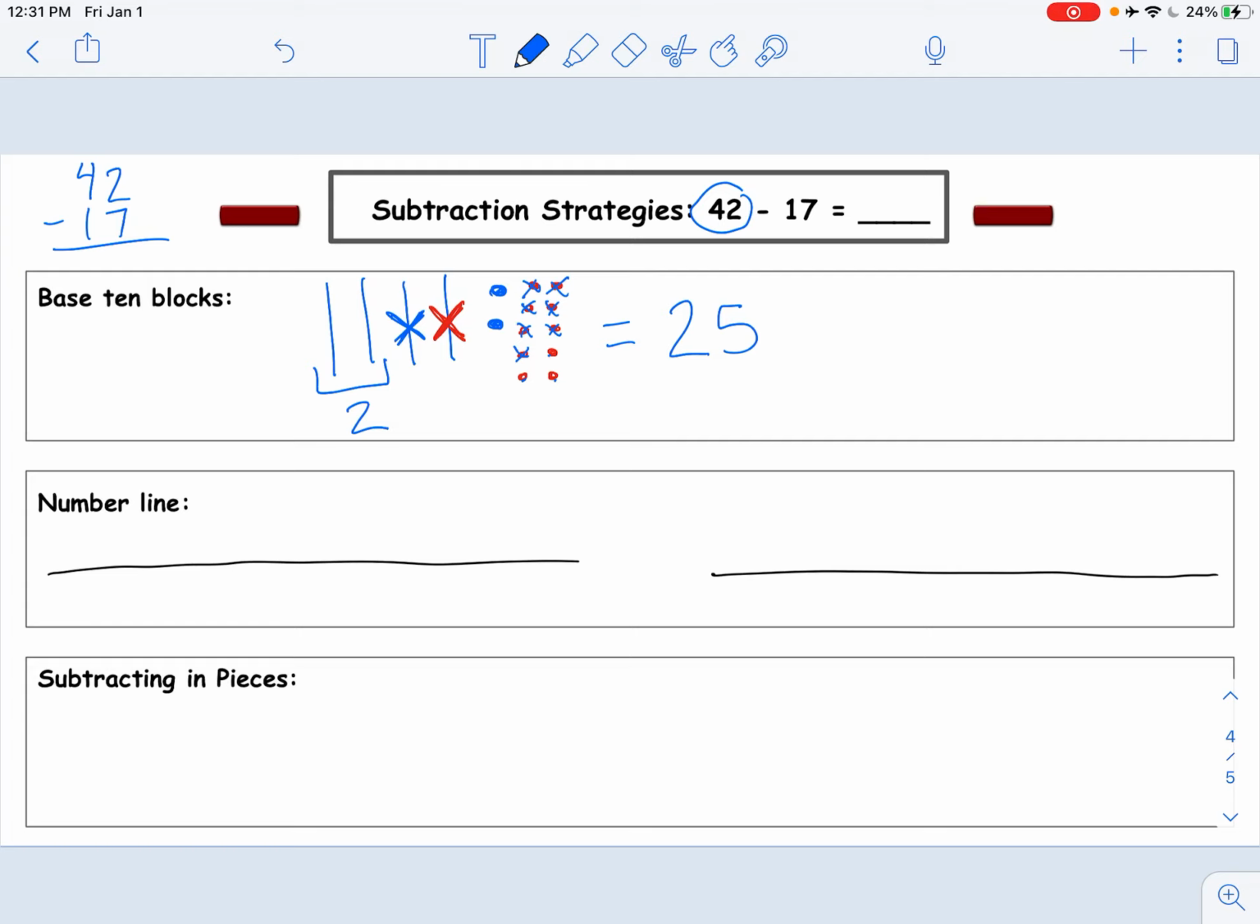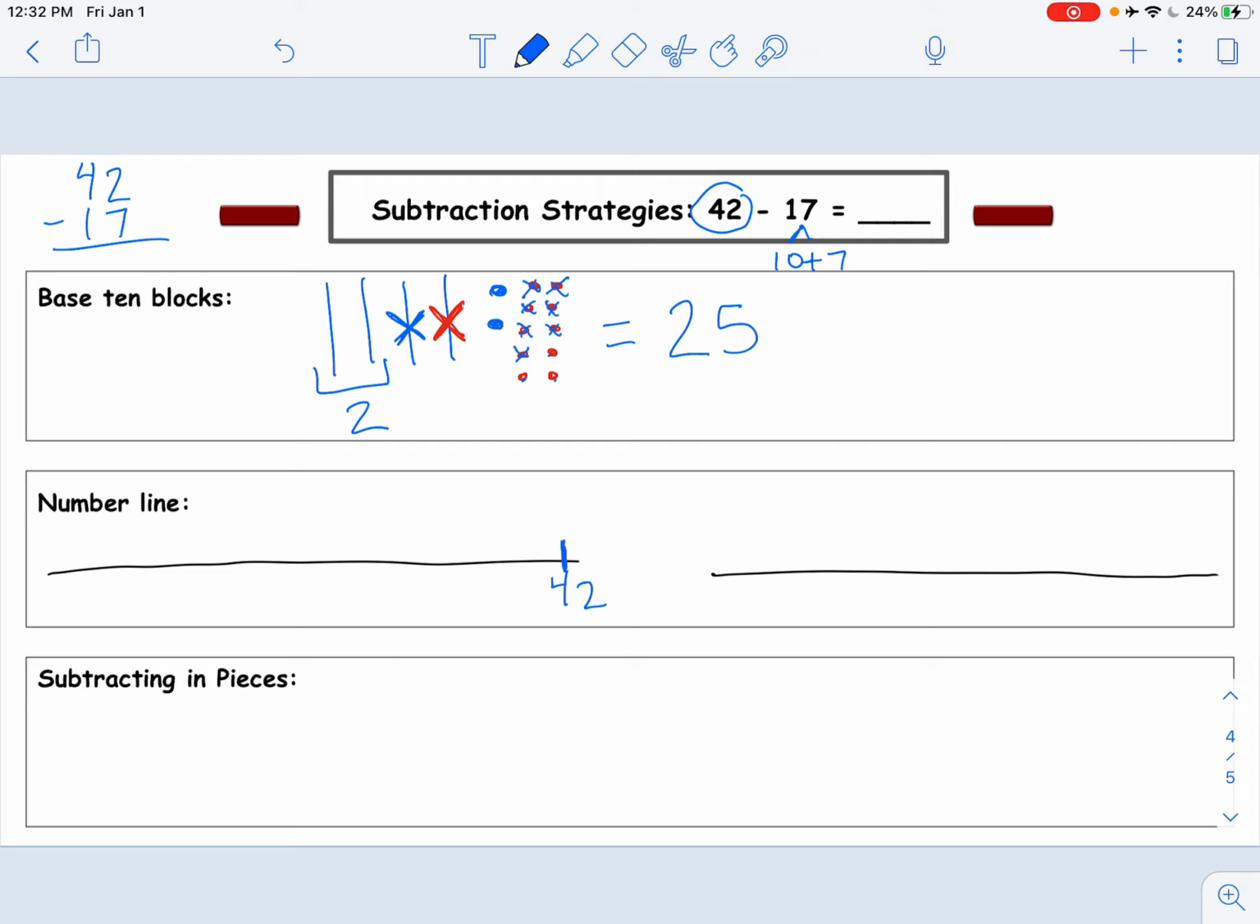So that's a great visual for students who need to understand what it really means to borrow, taking away a 10 and turning it into 10 ones. So on the number line, very similar, of course, we are going to start with the largest number. I'm going to start with 42 because we're going to be traveling this way, right? Because if we're subtracting, our numbers are going to get smaller. All right, so I'm going to start with 42, and again, thinking about that number 17, I can think about it as the same as 10 plus 7.